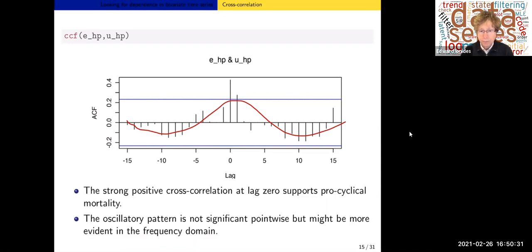Well, this pattern is relatively small. It never gets to be pointwise significant. On the other hand, it's a clear pattern, and oscillatory patterns may show up much more clearly in the frequency domain. So that's what we're motivated to look at next. And that will be in part 2 of this chapter.